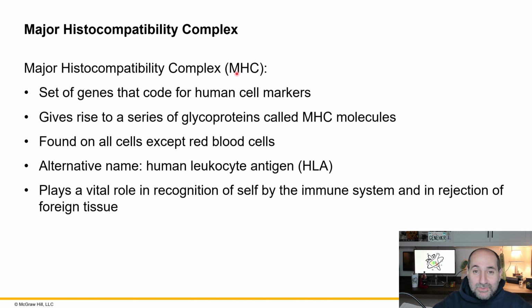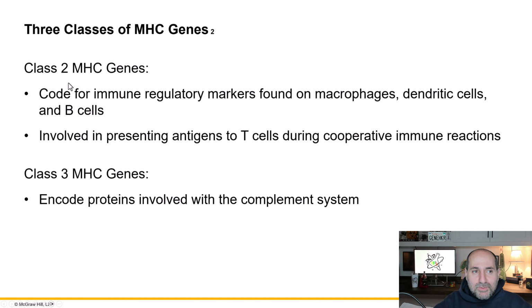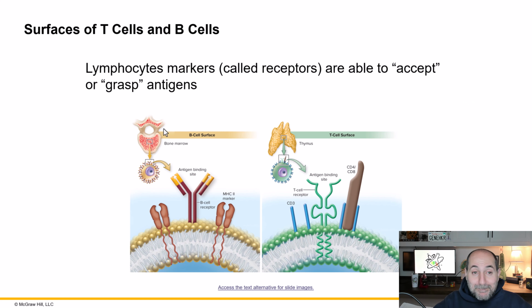Remember MHC molecules, so important, MHC2, MHC1. Remember that MHC1 appears on all nucleated cells, including the antigen-presenting cells, the professionals. And remember MHC2, these are found on only the professional antigen-presenting cells. Remember the macrophages, dendritic cells, and the B cells. Remember that B cells have antibodies on their surface called B cell receptors. T cells have receptors on their surface called T cell receptors.